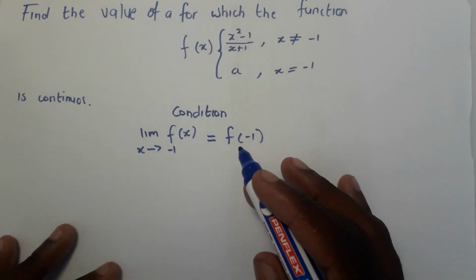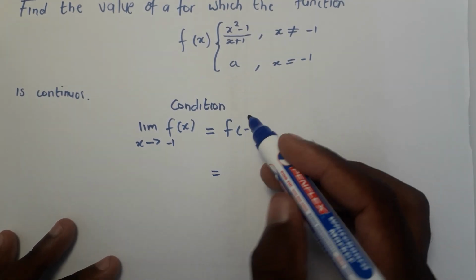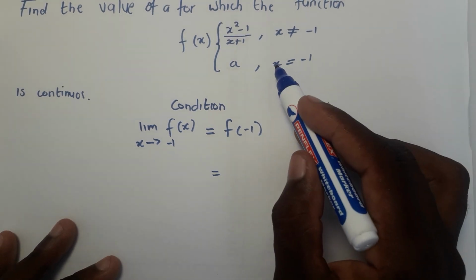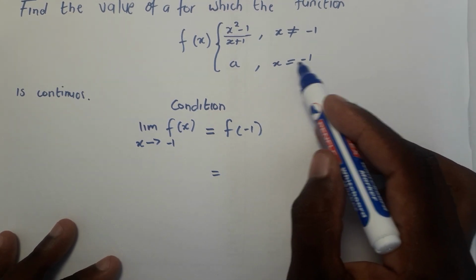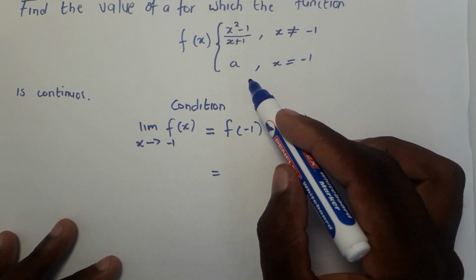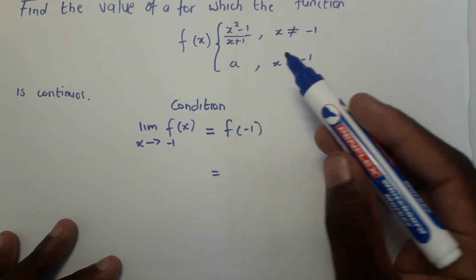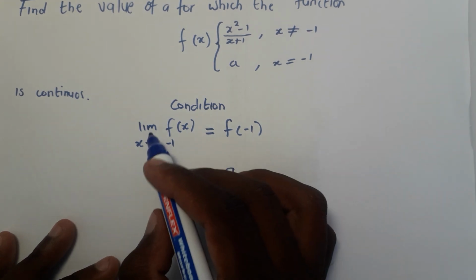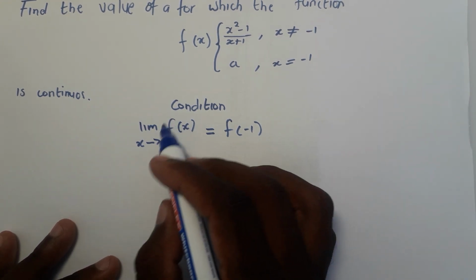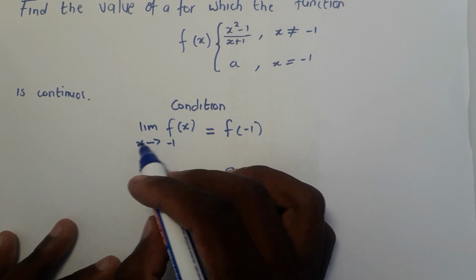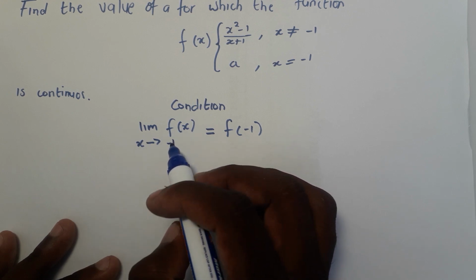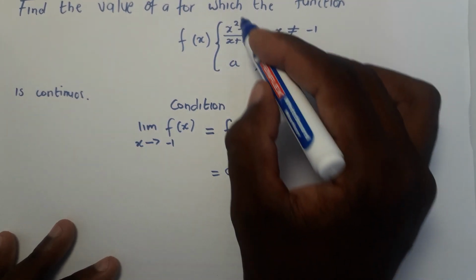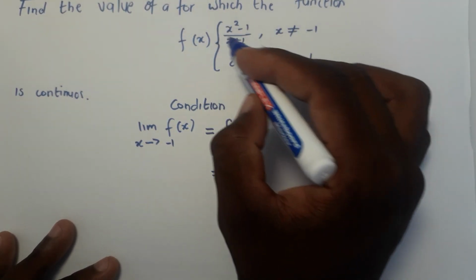Now, do you know what is f at -1? When x is -1, what is that function? That function is a. Now this side is the limit when x approaches -1, either from the left side or from the right side. We are excluding this one, and we are only going to work with this one.